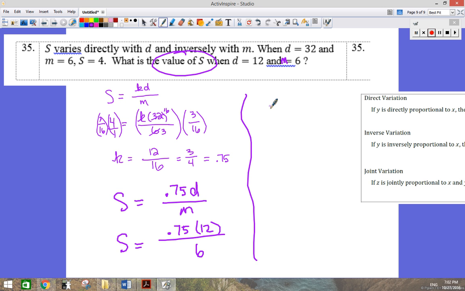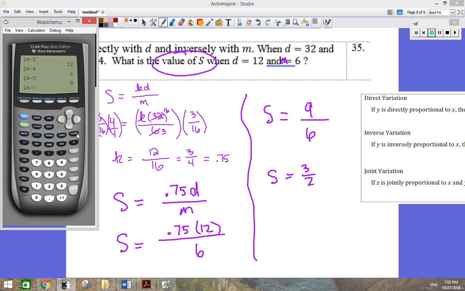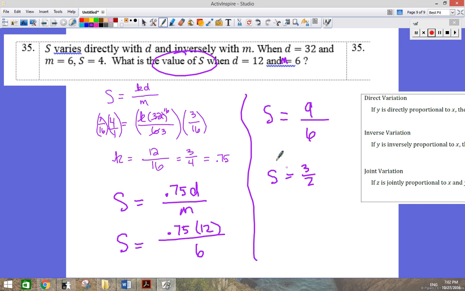Alright, let's do that over here. 3/4 times 12, 0.75 times 12 is 9, and 9 divided by 6 is 3/2. Is that right? I don't trust myself. For a math teacher, I am terrible at arithmetic. Yeah, it was 9. Alright. And 9 divided by 6, half of 3 is 1.5. So S is 3/2. So there you go.